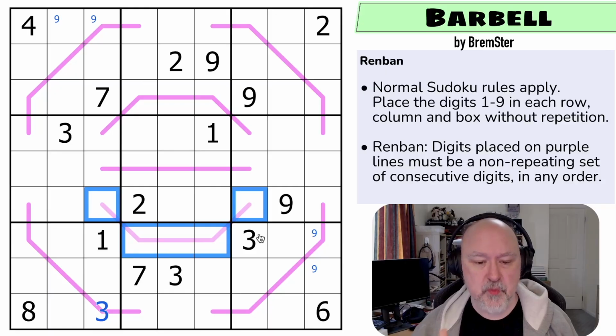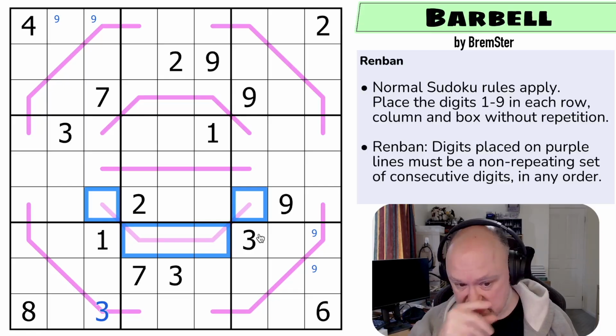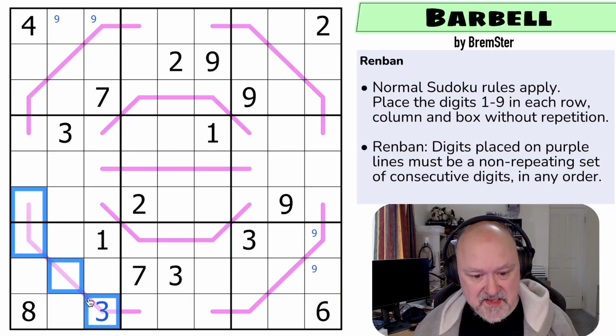Because if you start with 1 and go up, 1, 2, 3, 4, 5, you hit a 5. If you start with 9 and go down, 9, 8, 7, 6, 5, you hit a 5. So there is a 5 in every one of these lines. But this line now must contain a 4.